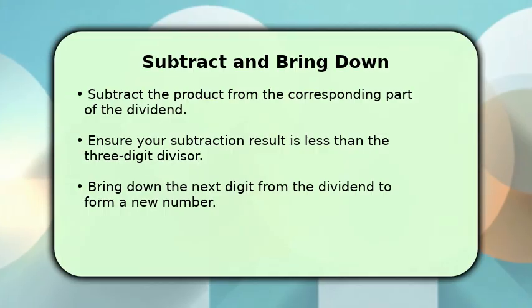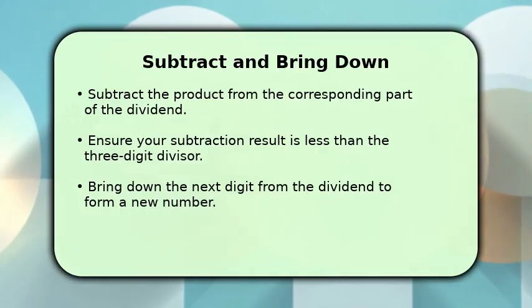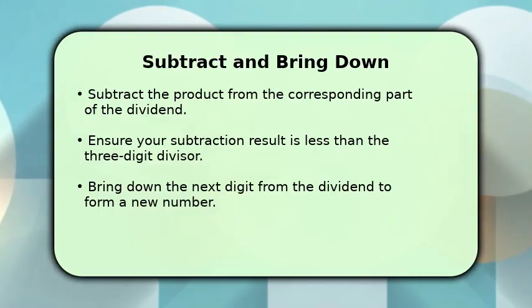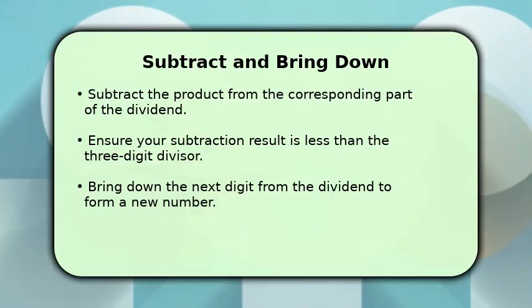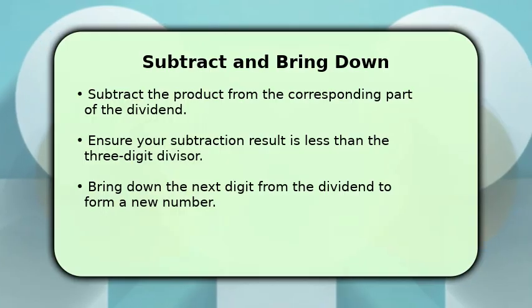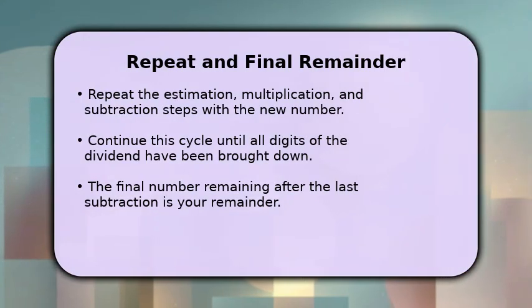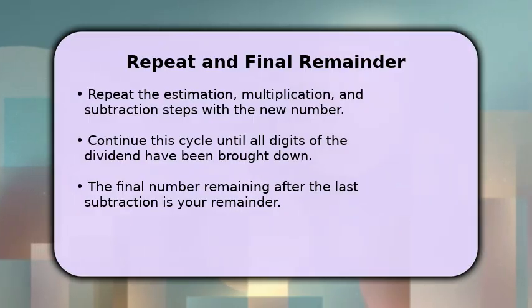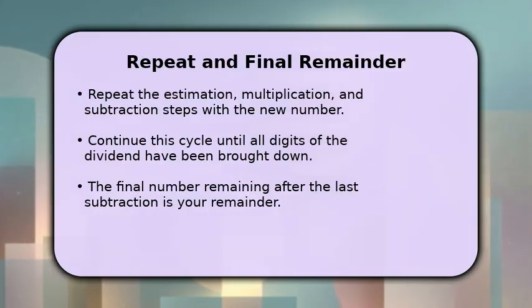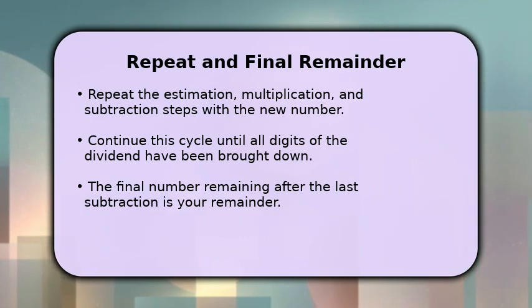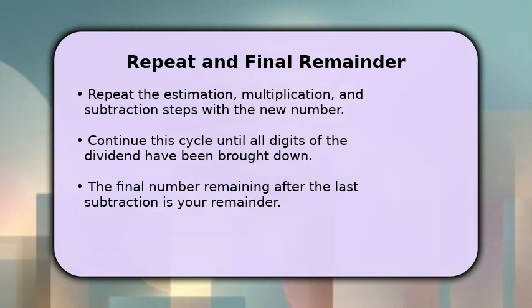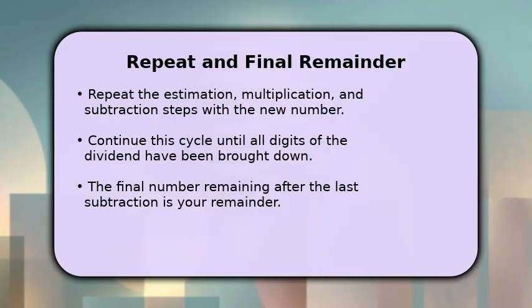After subtracting, bring down the very next digit from the dividend to create a new number. This new number becomes the focus for your next round of estimation and division. You will continue this cycle of estimating, multiplying, and subtracting until every digit from your original dividend has been brought down and used. Each time, you're essentially solving a smaller division problem.